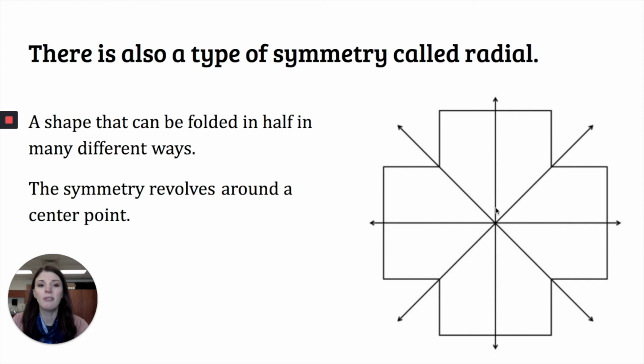There's also a type of symmetry called radial symmetry. So this one can be folded in half a bunch of different ways, kind of like that diamond that we looked at the beginning, except that one only had two lines of symmetry. So these usually have a bunch of lines of symmetry and they all meet at a center point. So this is called radial symmetry, like a circle.